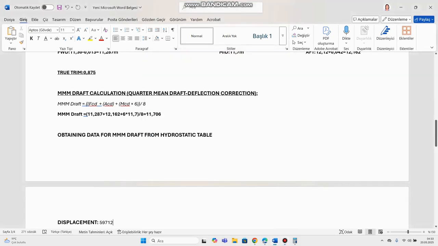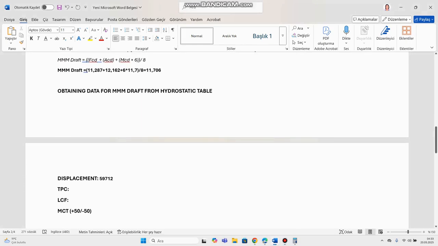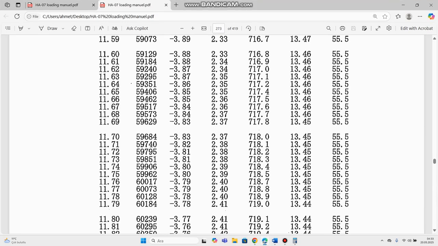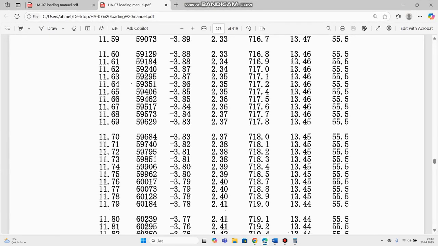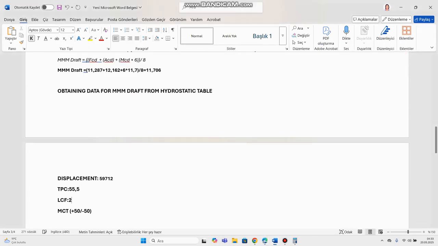And the next one is TPC and LCF. TPC is 55.5. LCF is, that's our draft, we can say 2 decimal 37.5.